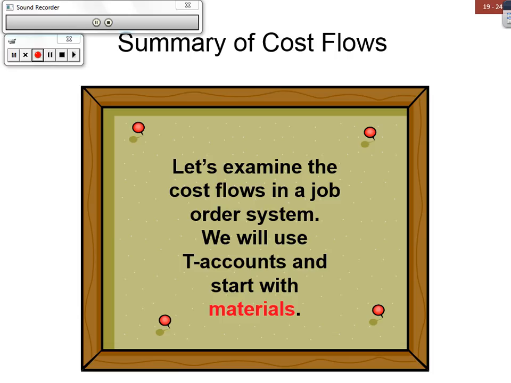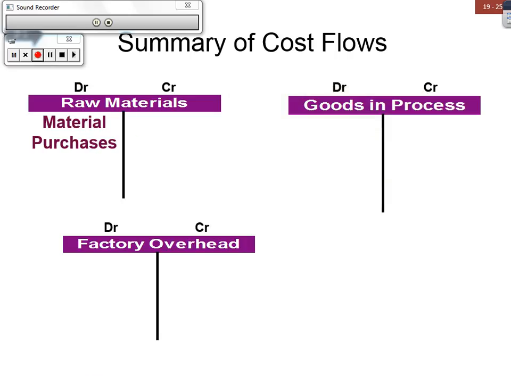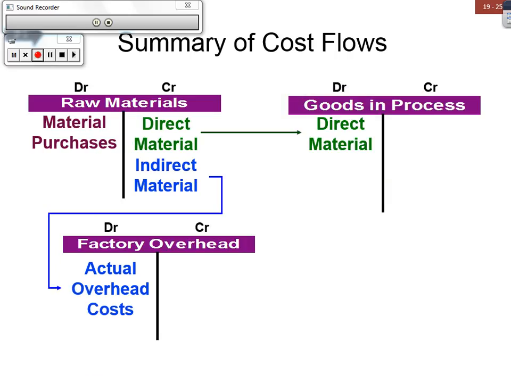Let's examine the cost flows in a job order system. We will use T accounts and start with materials. We all know the process, right? It starts off as raw materials. The items that have not been completed but are also not raw materials anymore are considered goods in process. And then the factory overhead.